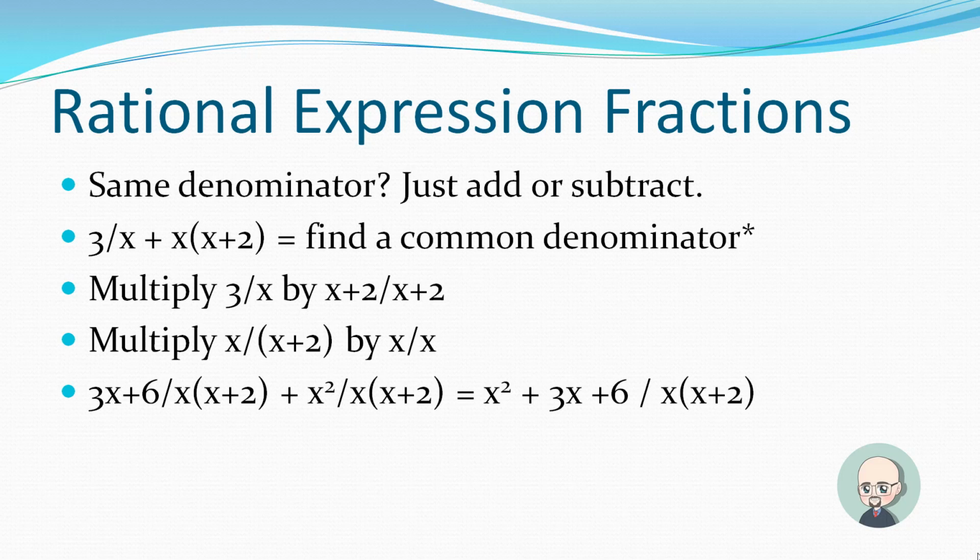And we come out with 3x plus 6 divided by x times x plus 2, plus x squared over x times x plus 2. You see the denominators are the same, x times x plus 2. And that's equal to x squared plus 3x plus 6 over x times x plus 2. And we could simplify that further, but I'm not going to bother right now.